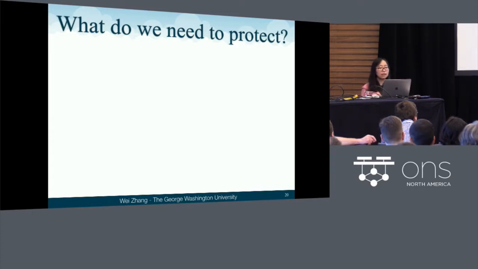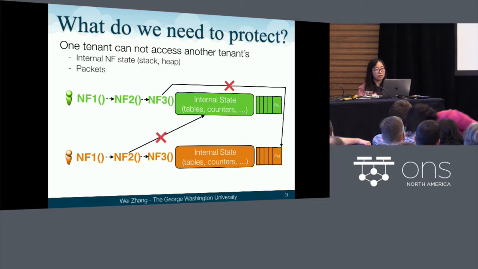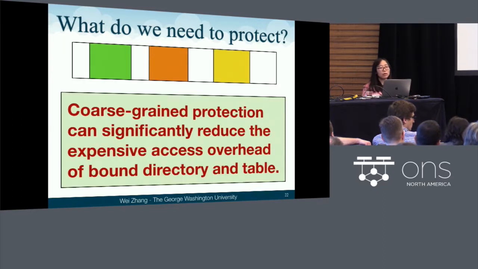But what we really care about in a multi-tenant FAPE platform is that the providers or tenants care that one tenant cannot access another tenant's internal state and packets. To do so, we propose a coarse-grained memory protection to provide tenant memory isolation. It divides the memory into large ranges of tenants for all the network function modules, not for every pointer, which can significantly reduce the expensive bound table access.